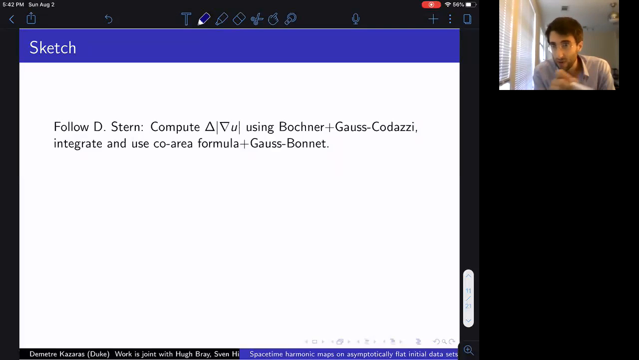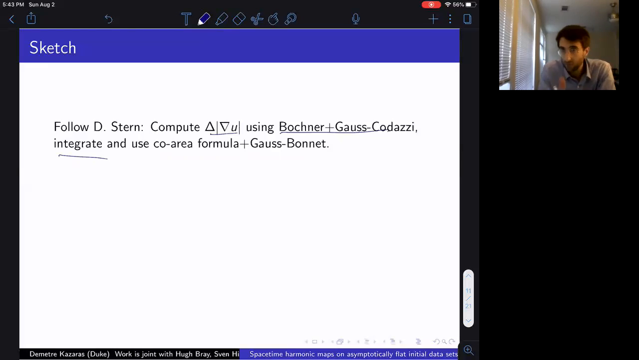We should use the Bochner formula to express this thing in terms of Ricci curvature and Hessian and whatnot. Then we look at that Ricci curvature term, interpret it as the Ricci curvature in the normal direction to a level set. Use Gauss-Codazzi to replace this Ricci curvature by things involving the ambient scalar curvature and the Gauss curvature of the level set, second fundamental form things. Then you integrate this formula that you got, and then you want to use the coarea formula and the Gauss-Bonnet formula.